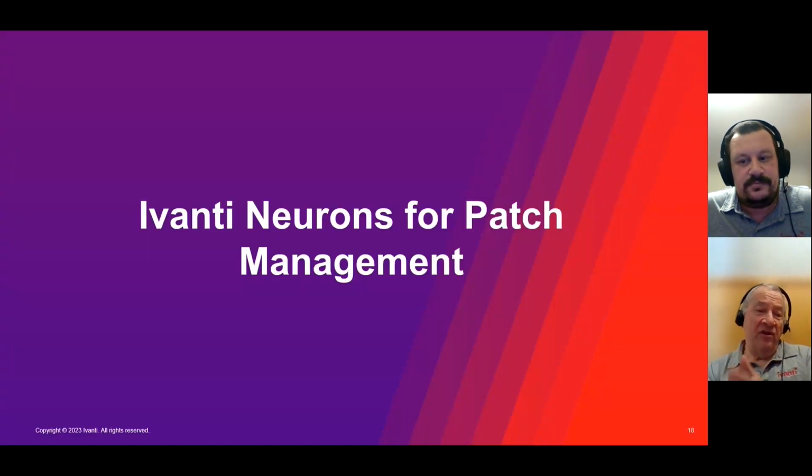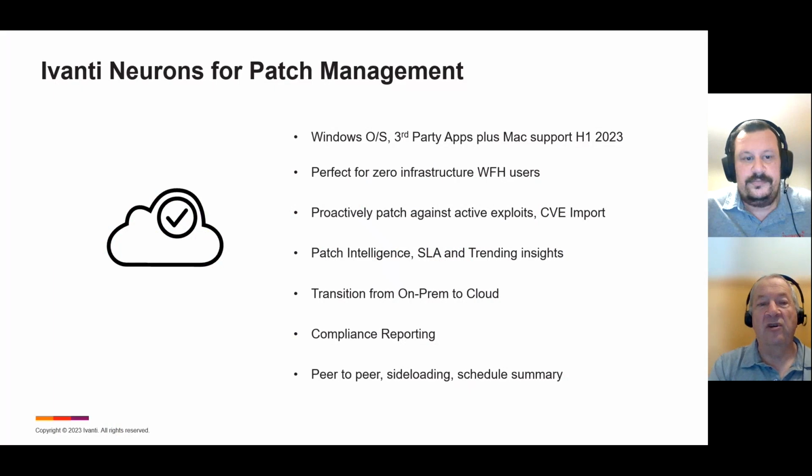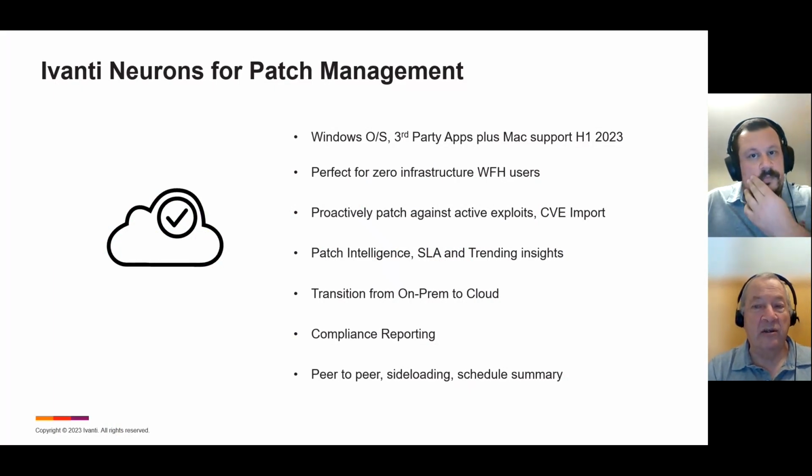So we've seen Patch Intelligence. It links into Ivanti Neurons for Patch Management. So this is our full SaaS patching solution. Covers Windows OS, Windows third party. We've got Mac support being released as we speak, so that will be out fairly soon. And that will be amazing for people who want to do their Windows and their Macs all in one SaaS-based solution. Zero infrastructure for you guys.